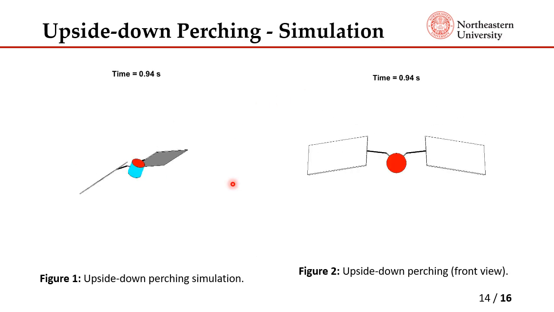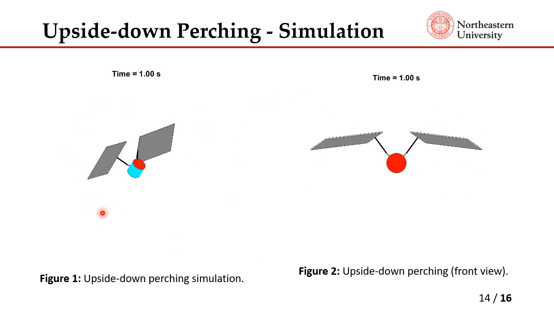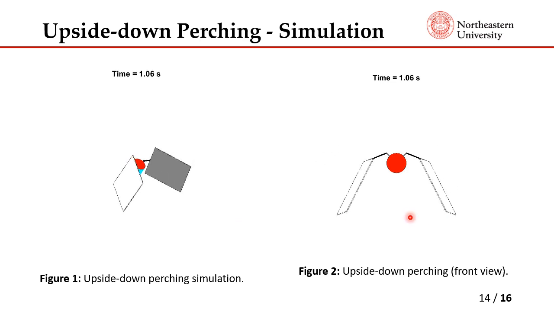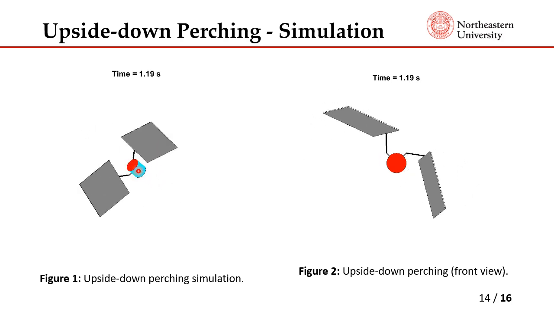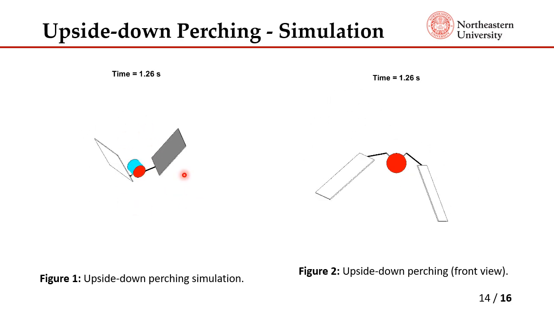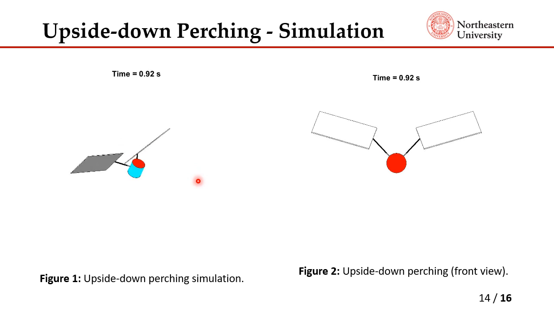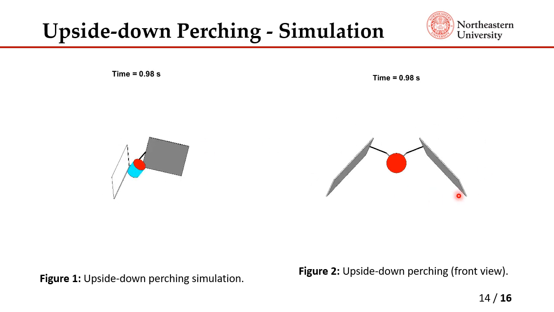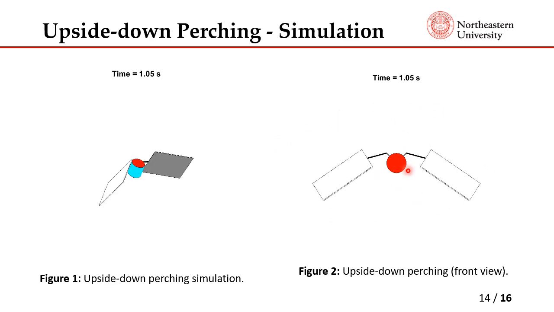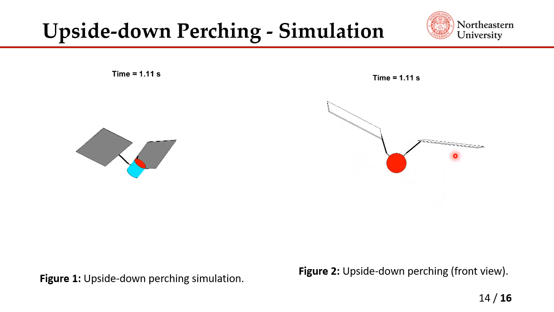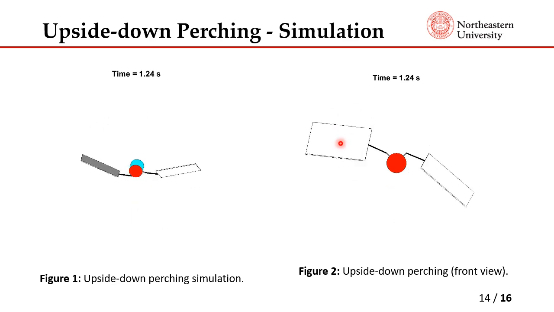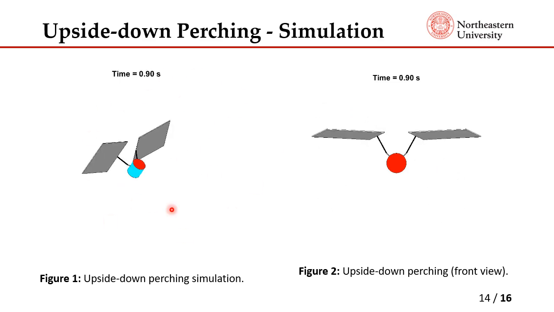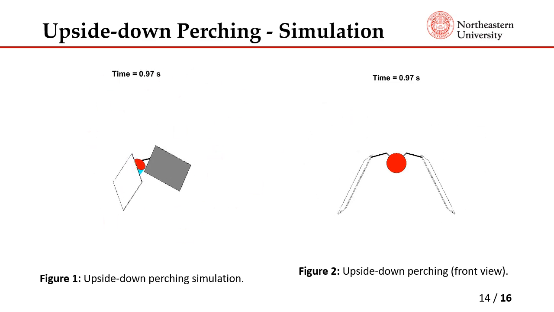Here is a simulation result of the upside down perching animation. You can see the front view over here and the isometric view over here. The upside down perching is done by tucking one wing underneath the belly while the other wing extends upwards and also pronates. You can see it more clearly on this body fixed front view. One wing goes under the belly and the other wing pronates. You can see it over here, and it achieves this rolling motion shown on the left.